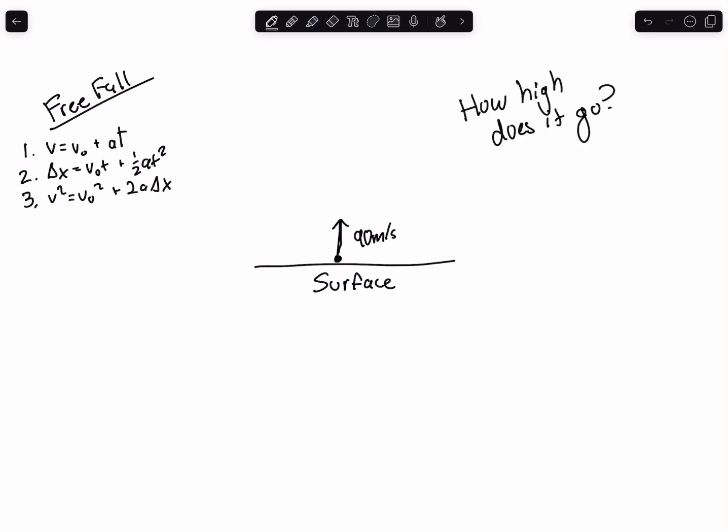So, what do we know here? We know acceleration because it's g, nothing else is working on it. We know initial velocity, and although you may not see it, we also know final velocity. Why is that? Well, when you throw something up into the air, and it goes up and up and up and up, acceleration is always pointing down, which means this object is going to be slowing down as it goes up, right? Right.